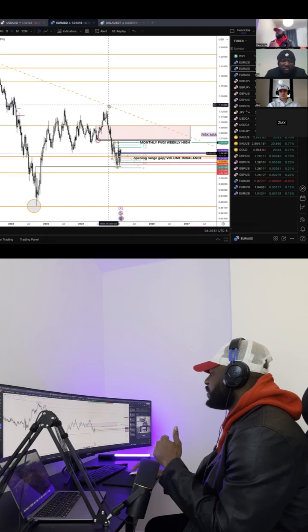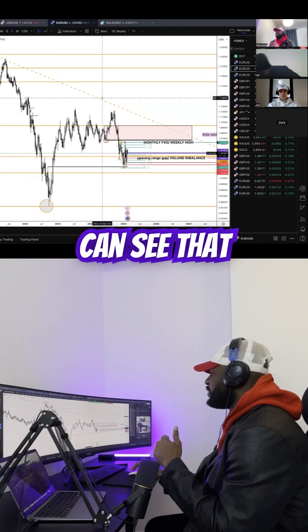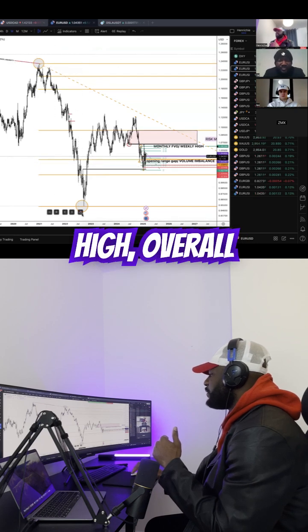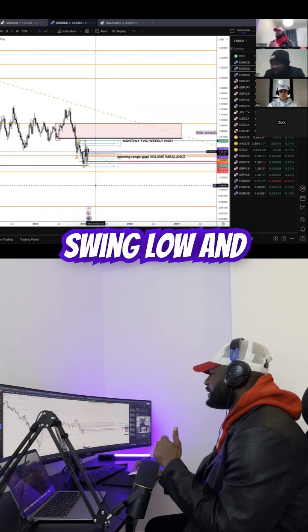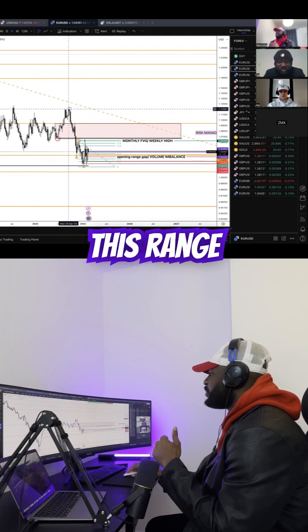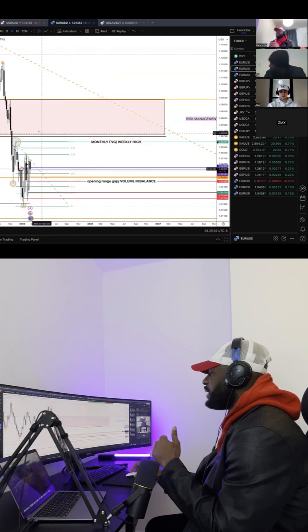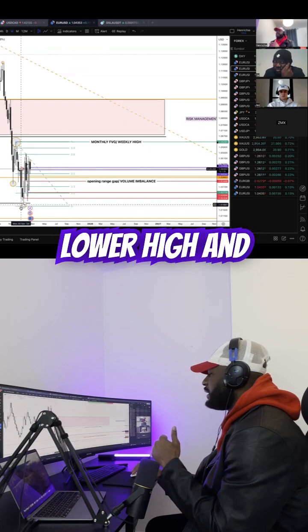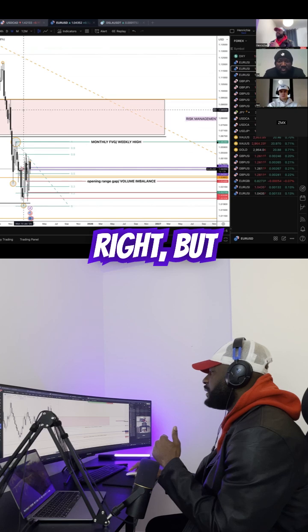Now, going down to the weekly as well, you can see that on the weekly time frame, I have the overall swing high, overall swing low, and even within this range high and this range low, we're still creating a lower high and a lower low, a lower high and a lower low, right?